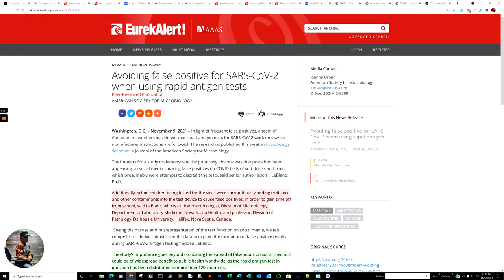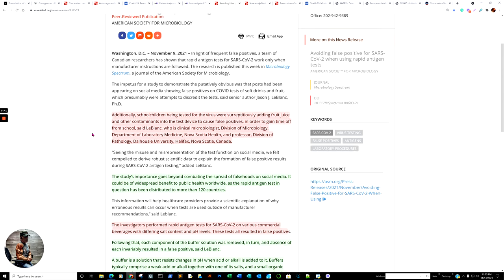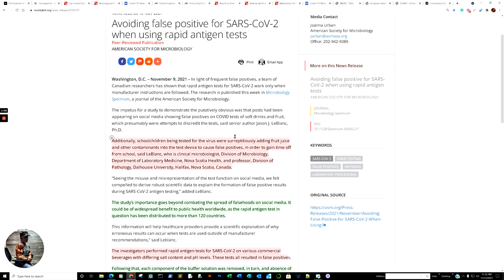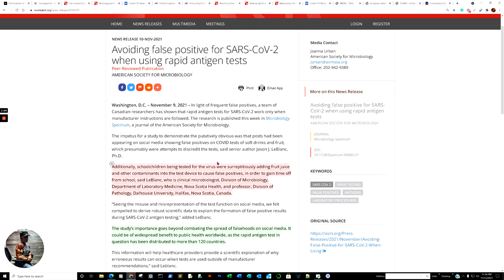Avoiding false positives for SARS-CoV-2 when using rapid antigen test. And yes, our students are very bright and found ways to cause false positives with the test in order to get time off from school. And of course, that creates a whole other problem on the side. But as far as the kids are concerned, hey, time off from school is time off from school. All right, that's a brief bite or look into what we'll be looking at tonight as well.